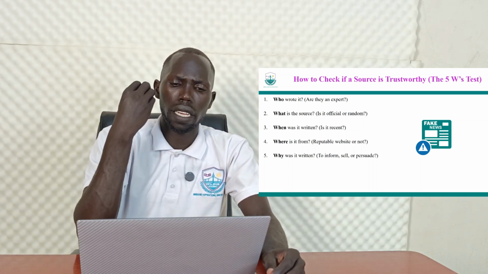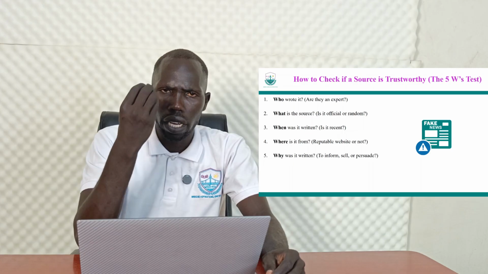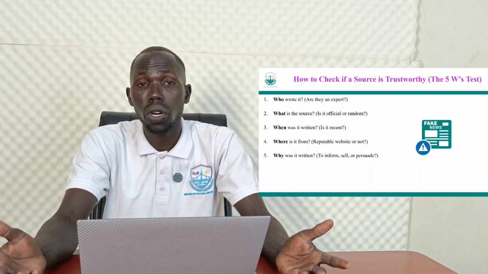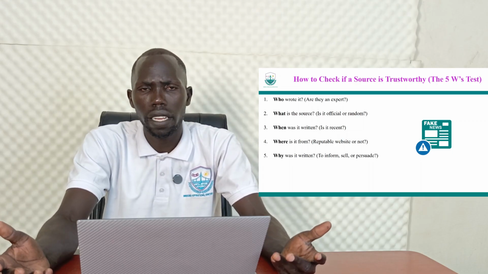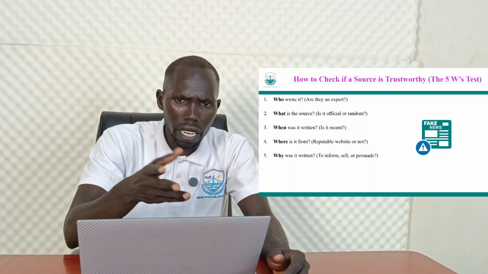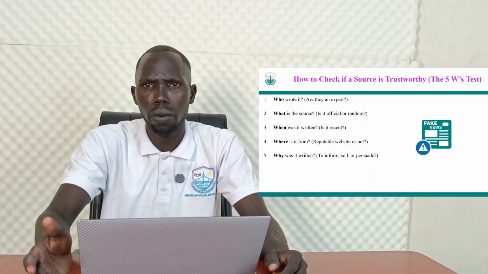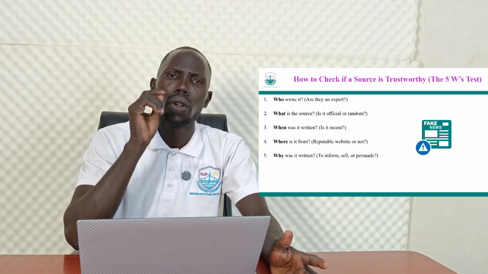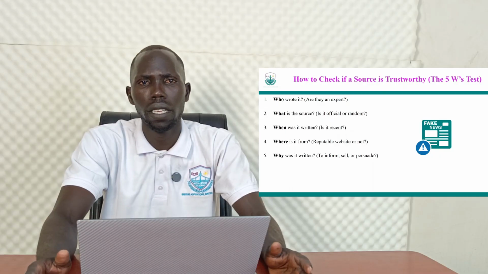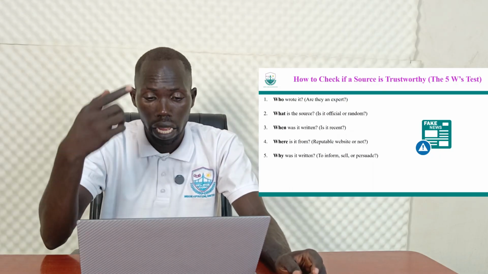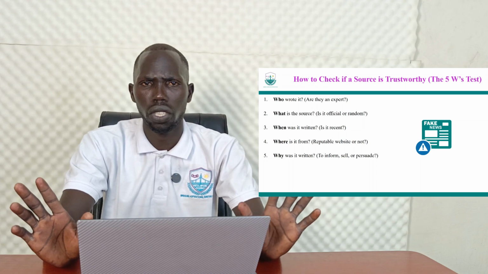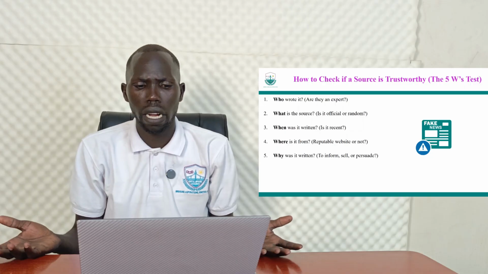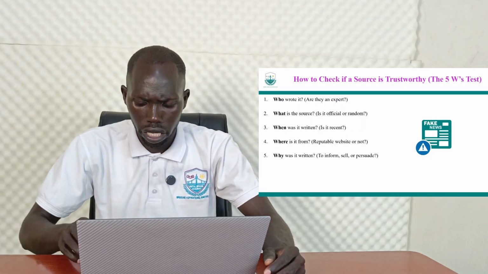And the second last important check question is, where is it from? Could it be from a reputable website or not? Some websites are fake. Would the fact presented before you be from a reputable source or not? And why was it written? What was the motivation of the writing of such a piece? Could it be to inform or to sell or to persuade? Those are different justifications. I might write something to persuade you on something that I don't want you to be entangled in. So the motivation is important.